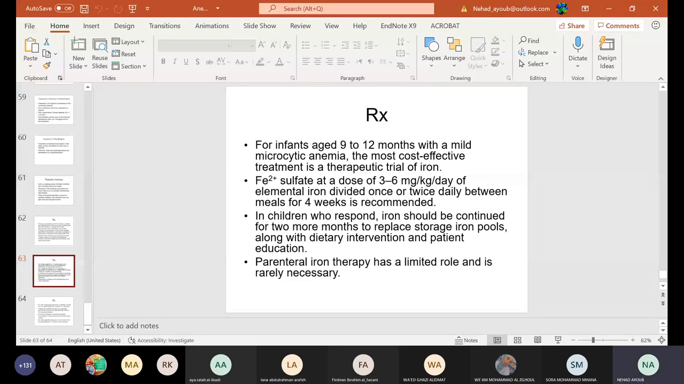As I said, we give it and we continue. They can take their dose for up to 3 months and we monitor accordingly. These milligrams are elemental iron per day, to be divided.